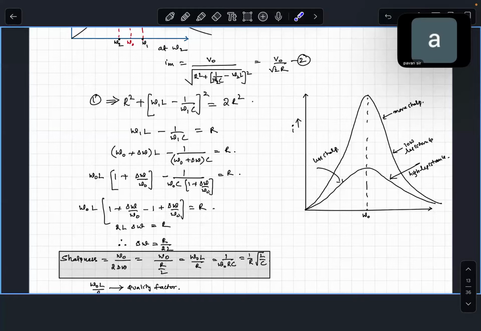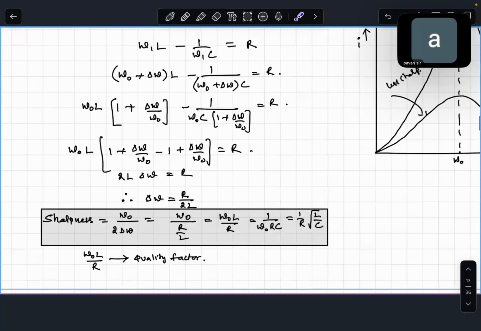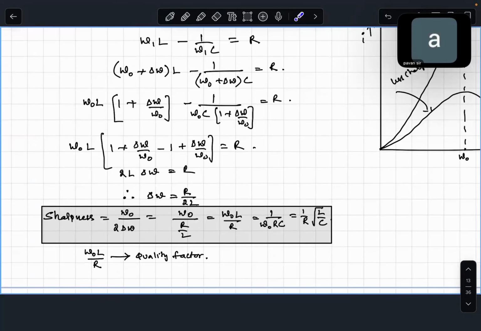Right. So all this, you are listening today only. Is it okay? Quality factor also gives the same terms. One nature of it: omega naught by 2 delta omega is called sharpness, and omega naught by R is called quality factor. That ratio is called quality factor. The higher the quality factor, the better the reception of the signal.